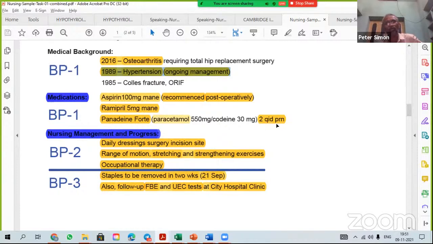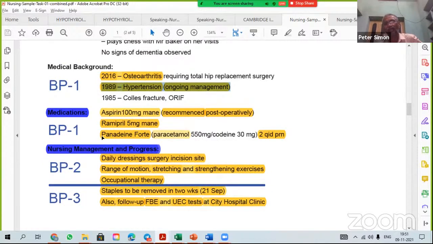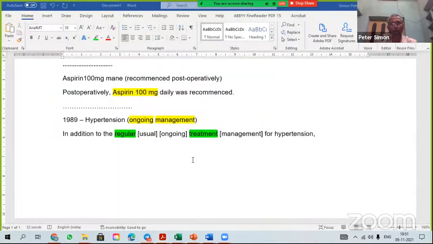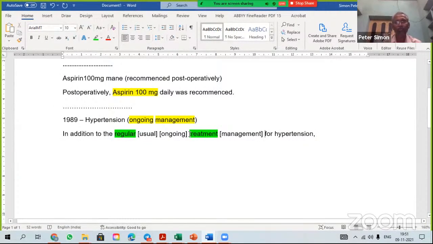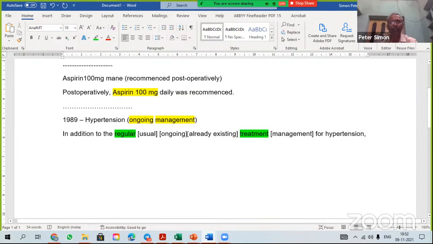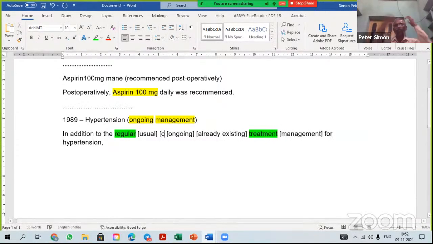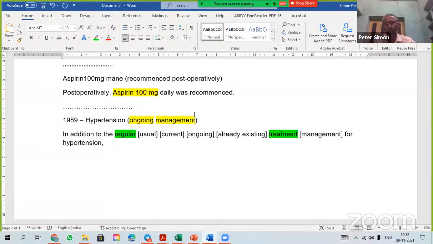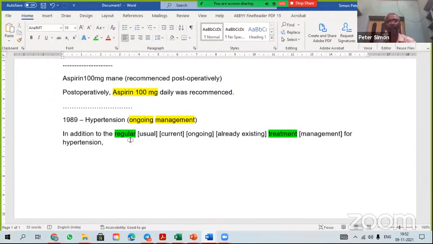So I am taking this one. This is given in addition to the previous medication, already existing. So you can also use the word already existing, or you can use current: in addition to the current medications, usual medications, current medications. You can use any word you want, but be careful when you're selecting the word. Next, he requires Panadol Forte.